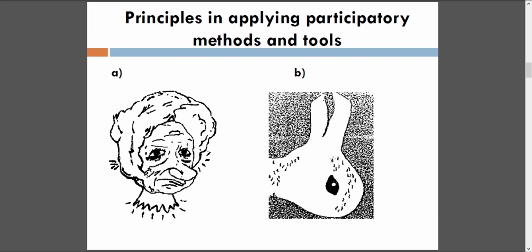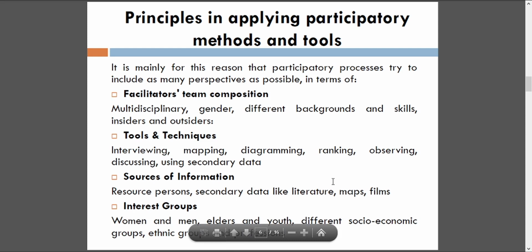So depending on how you look at things or from which angle you are when looking at given issues, we can all have different perspectives. So when you're dealing with community members, you should also go with the same principle. So it is mainly for this reason that participatory processes try to include as many perspectives as possible in terms of. First one is facilitators team composition.